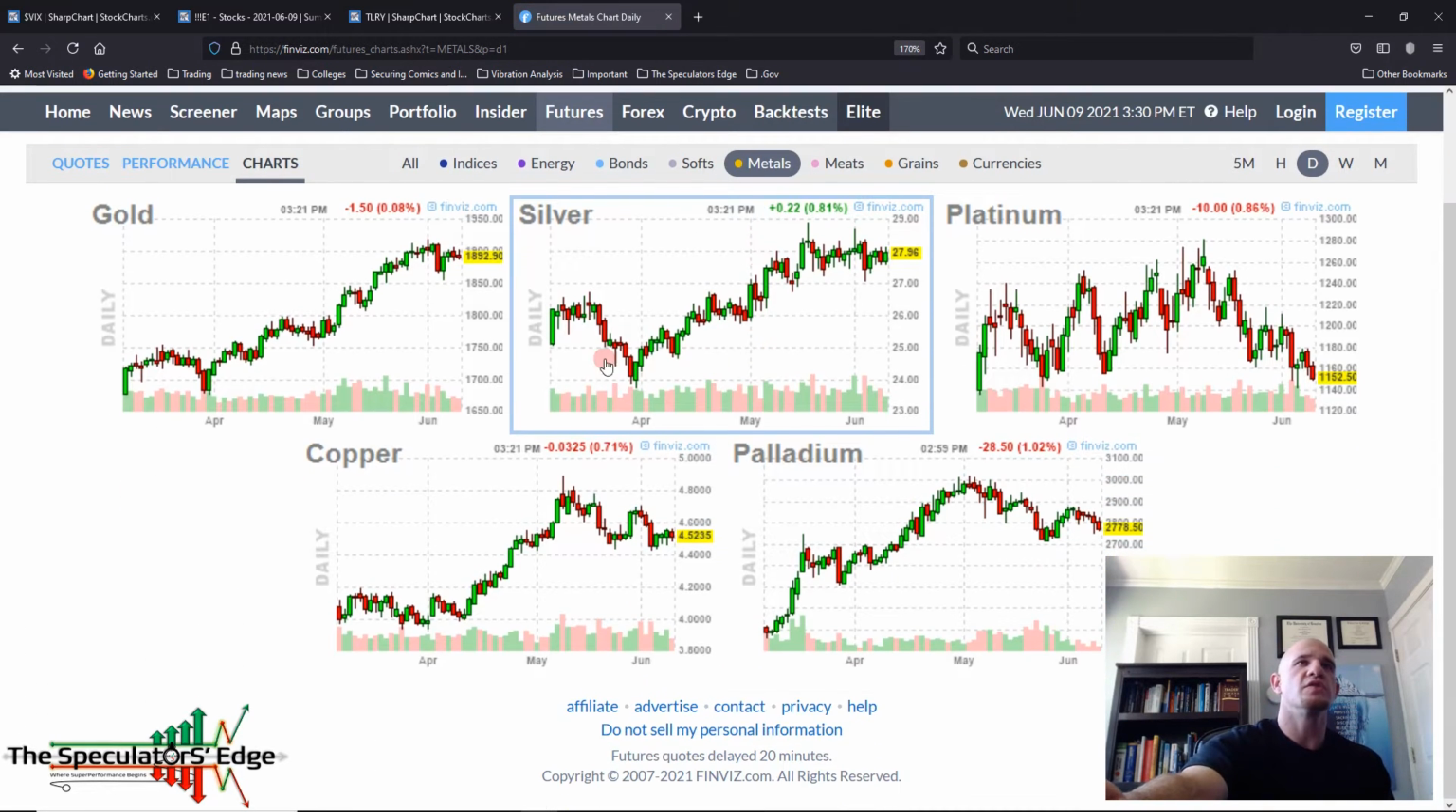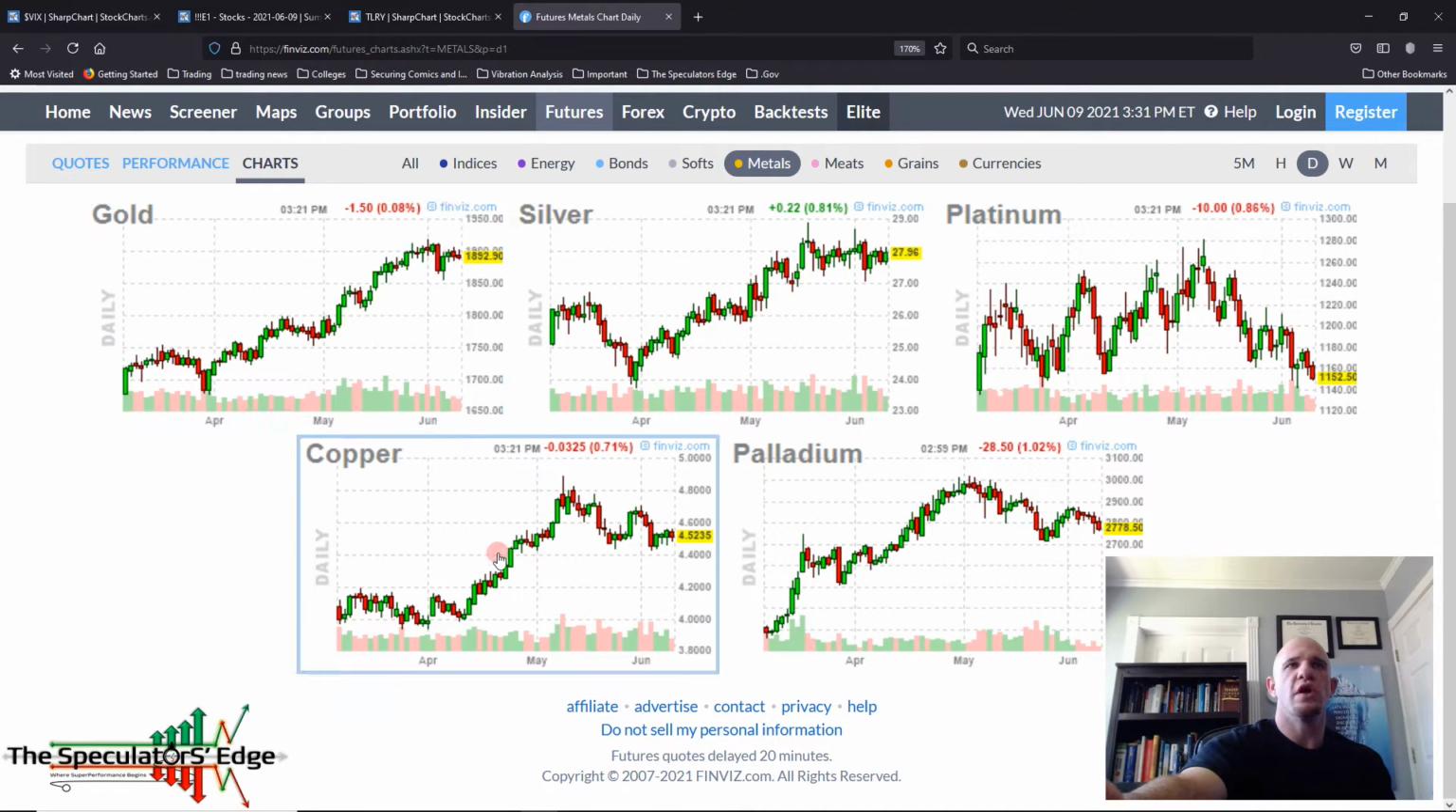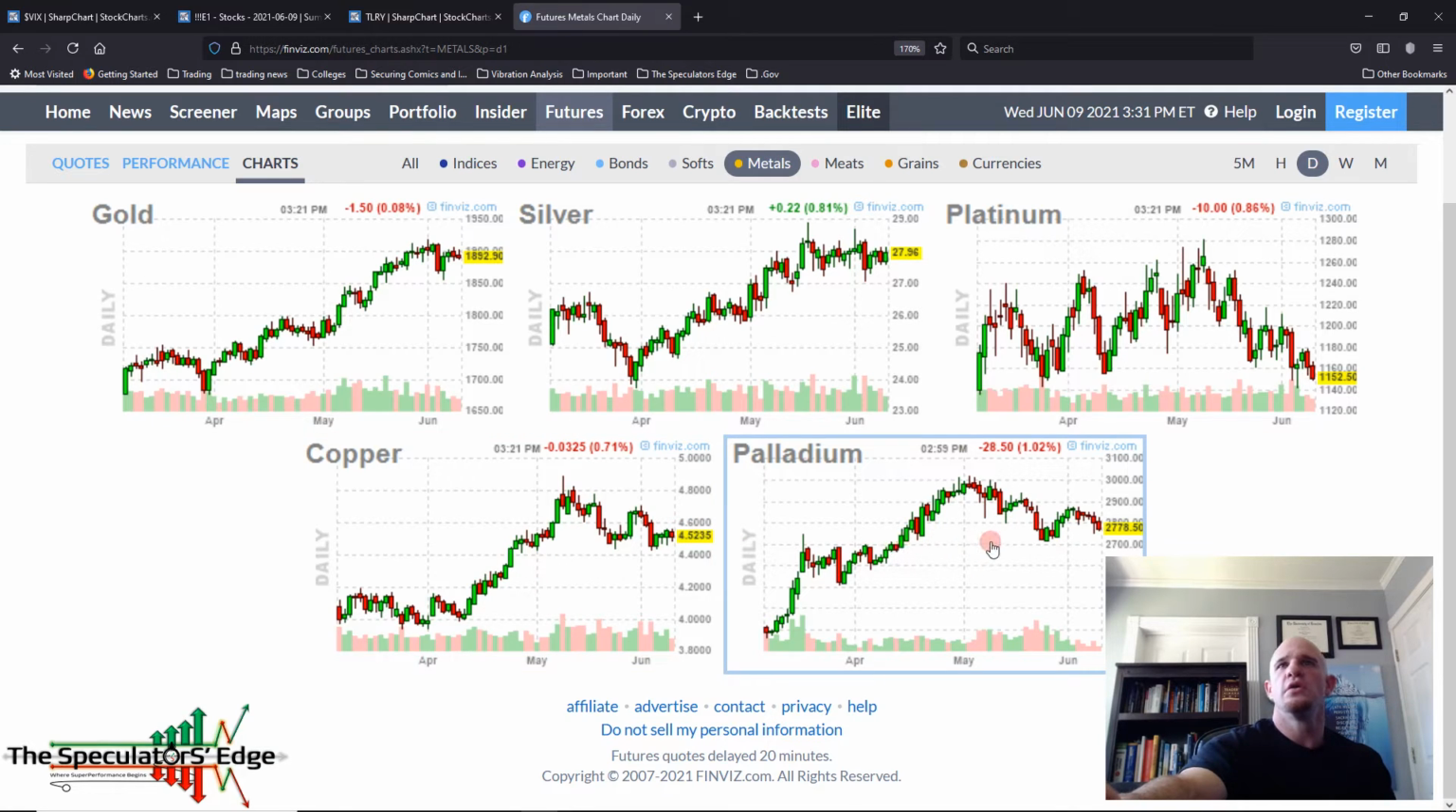Let's go to metals and look. Let's see what's going on with gold, silver. Gold had a pretty bad day a few days ago. Not so great on that, but it's been in a pretty solid uptrend for the past 3 months. Same thing with copper. Palladium breaking down right here, and platinum as well. That is a good sign as well for the markets.